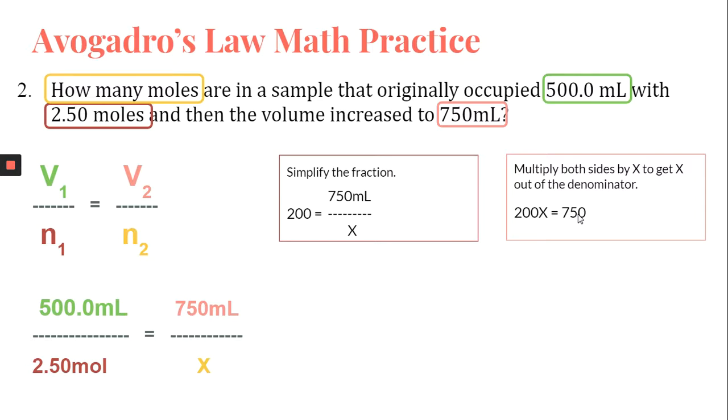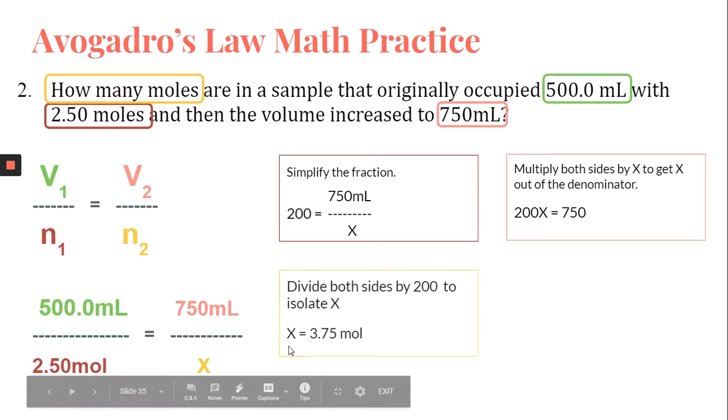We're almost done. We really only have 2 more steps here. We need to get x by itself, isolate x. So we're going to do that by dividing both sides of this equation by 200. When I do that, I end up getting x equal to 375 moles. Or sorry, 3.75 moles. Sorry, my phone keeps going off.